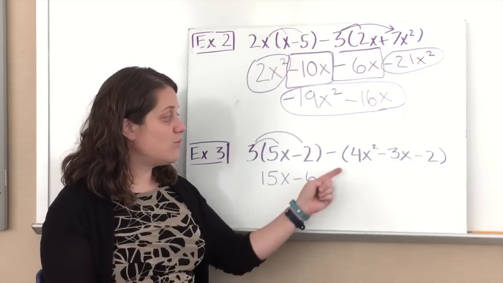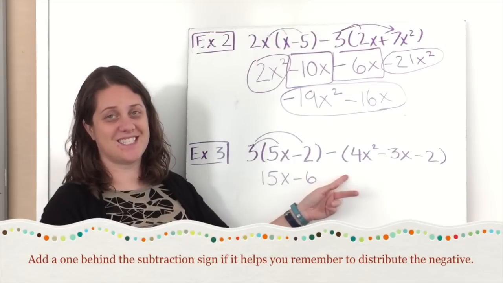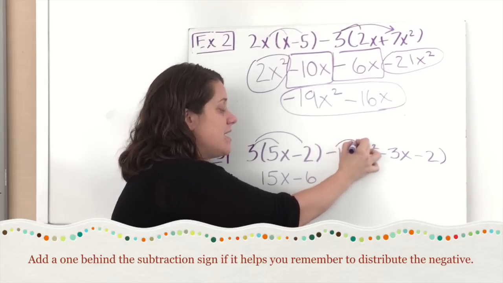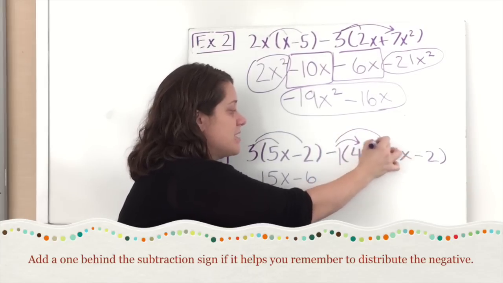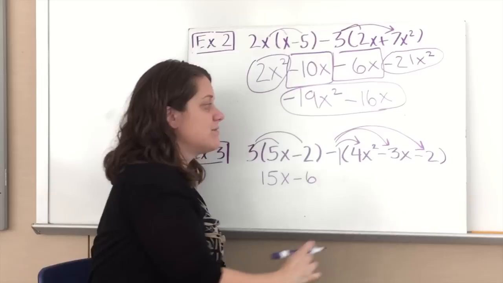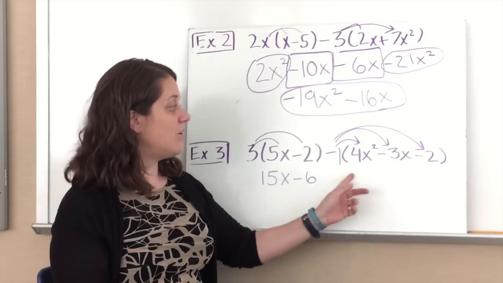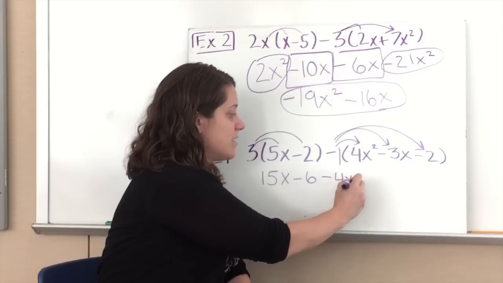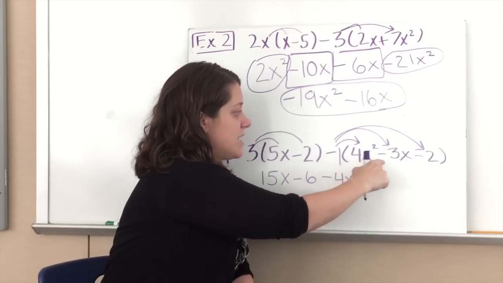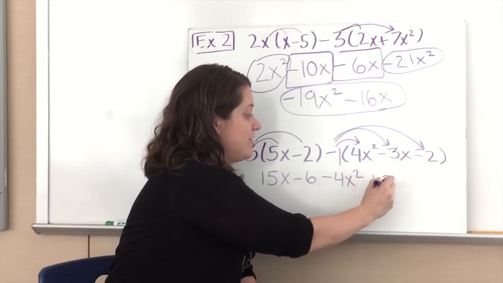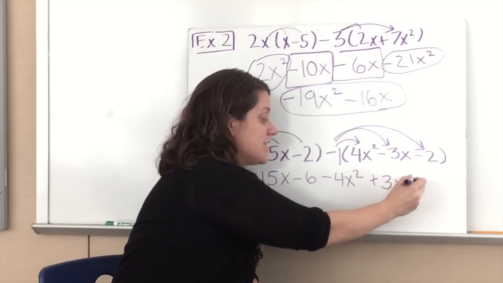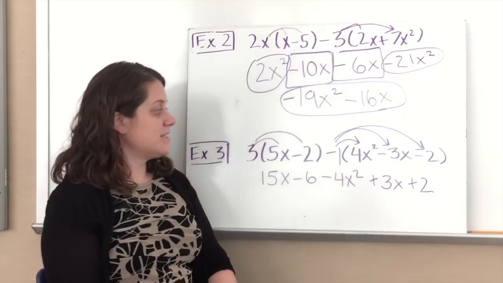If it helps you, what could I put in front of there, Miss Achilles? A 1? A 1, right? So I can always add a 1 because that doesn't change the problem. And now that might help you to remember that you have to distribute this negative sign or negative 1 to all the terms. So that means it's going to be a negative 4x squared and a negative 1 times a negative 3x is going to be plus 3x. You got it. And a negative 1 times a negative 2. Positive 2.